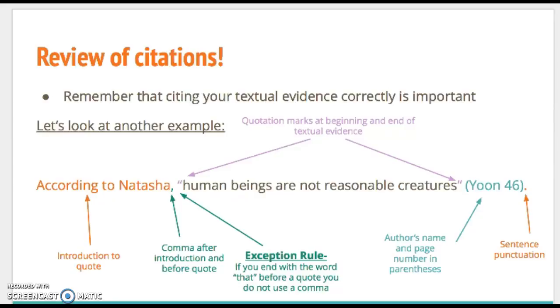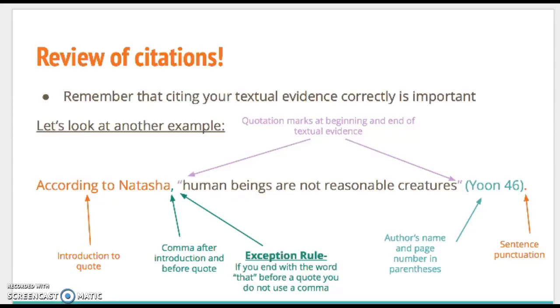So what I did is I included my introduction to the quote, and I said, according to Natasha. Then I would want to put a comma after the introduction and before the quote. And there is an exception to this rule: if you end the word with "that" before a quote, you do not have to use a comma.